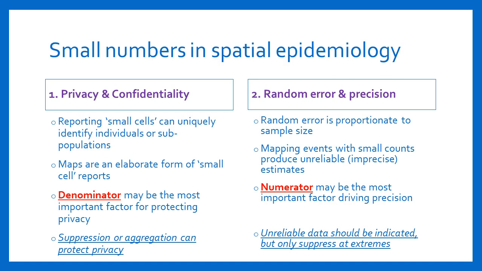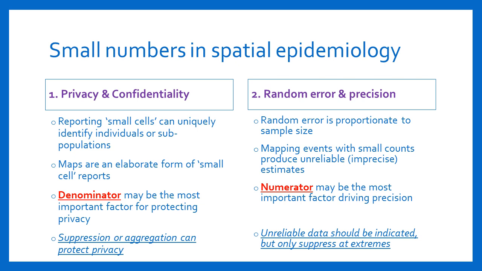So small numbers in spatial epidemiology are the same problem that small numbers are in the rest of epidemiology when we're looking at smaller populations. We have a variety of concerns. One of them, of course, is privacy and confidentiality. We don't want to inadvertently disclose information that would make an individual or their family identifiable. So I'm not going to talk much more about that, but it doesn't mean that privacy and confidentiality aren't important concerns, including on maps.